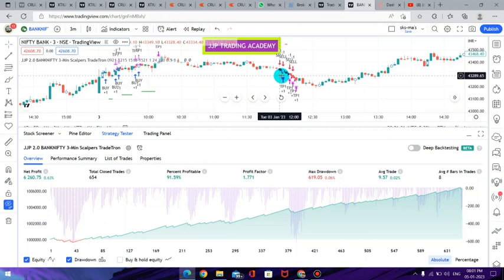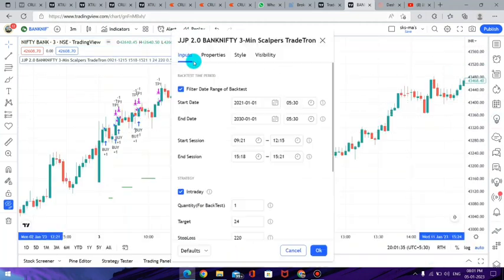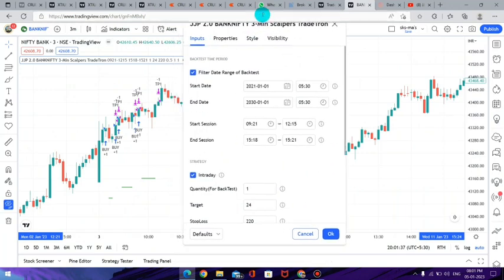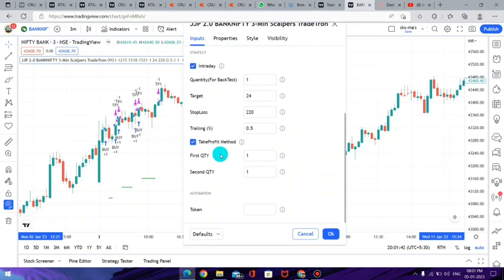Month wise, we cannot say the strategy is going to be profitable. We cannot say that. But if we implement the strategy throughout the year, you will get a good result. That is what you need to understand. Another important thing we have included in this strategy is, if you click on the inputs, you can see intraday, and the target and the stop loss.